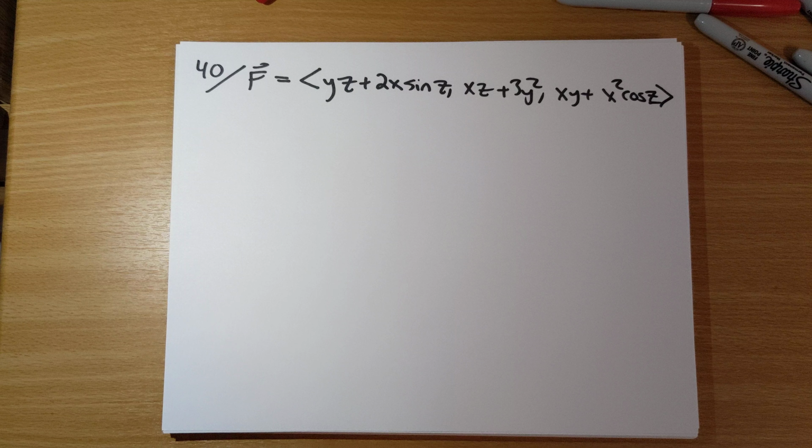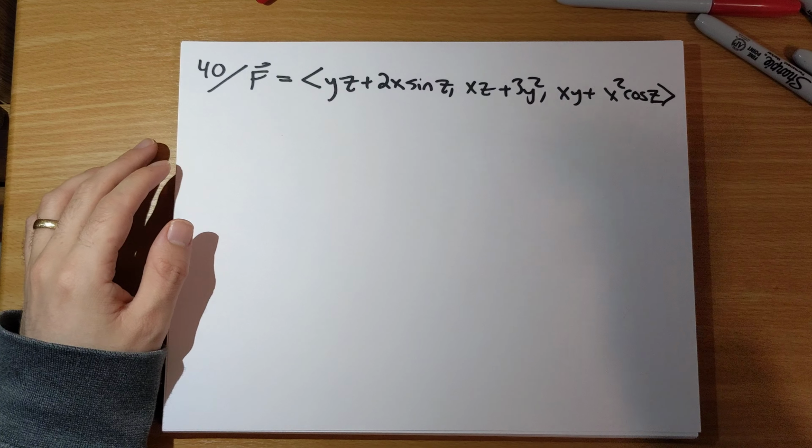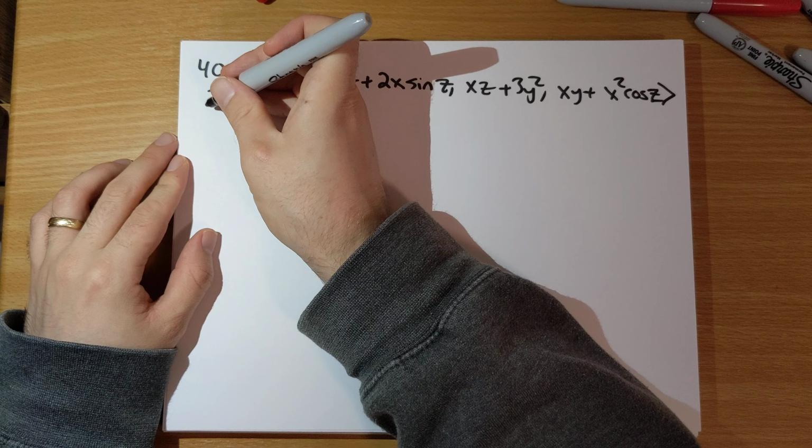Problem number 40, find a potential function for this vector field right here. The problem doesn't ask you to check to see if this vector field is conservative using the partial derivative check, but let's just go ahead and do that right here. What we need to do is show the cross partial derivatives are equal.